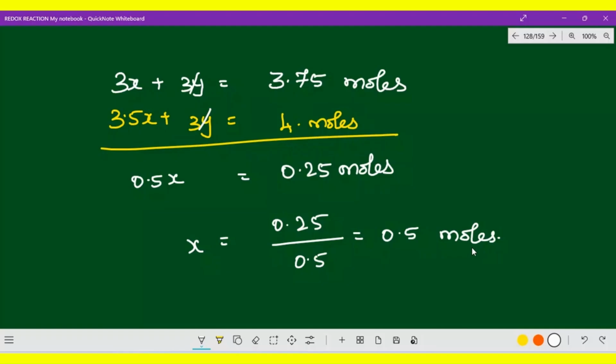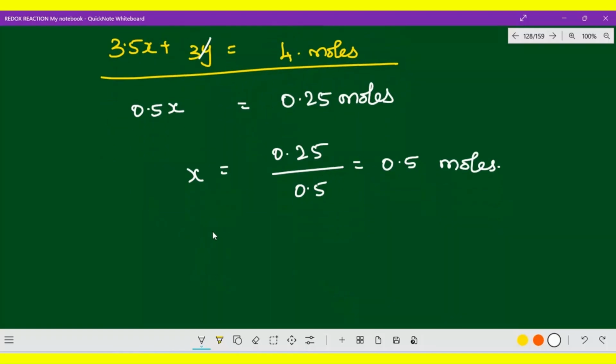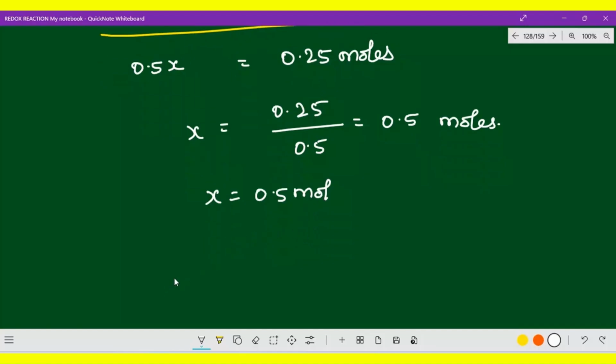So now here, substitute this value. Which value? The x value, what is it? x equal to 0.5 moles. You got it. Right, now why do you have to identify? For that, you have to substitute this value into equation 1.